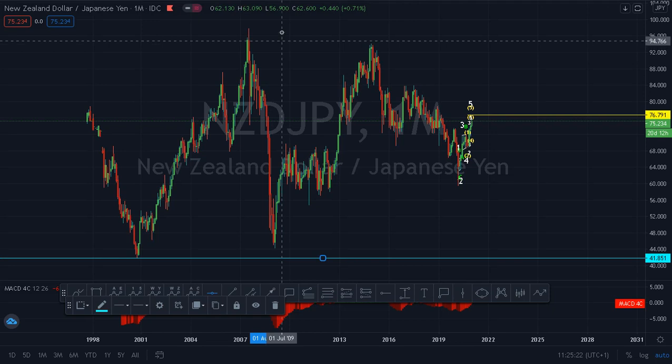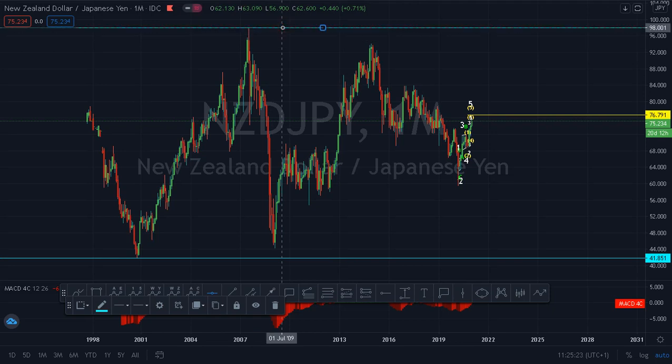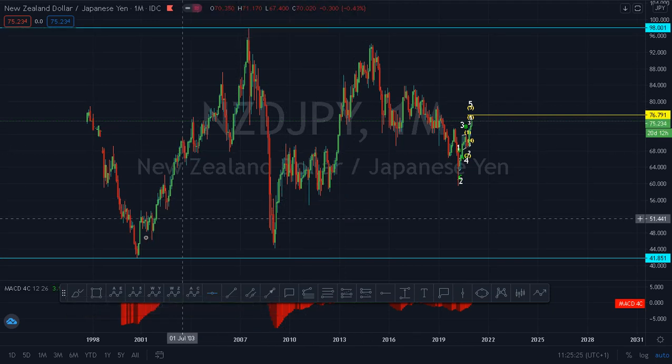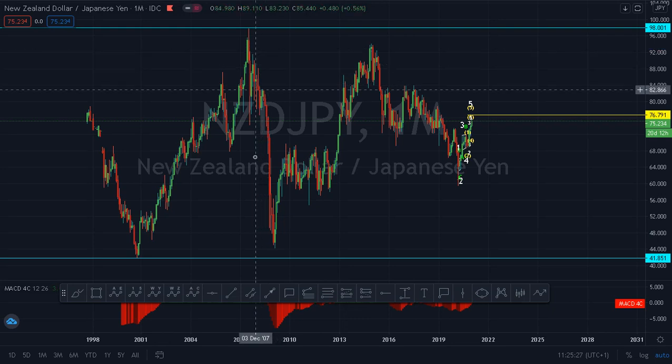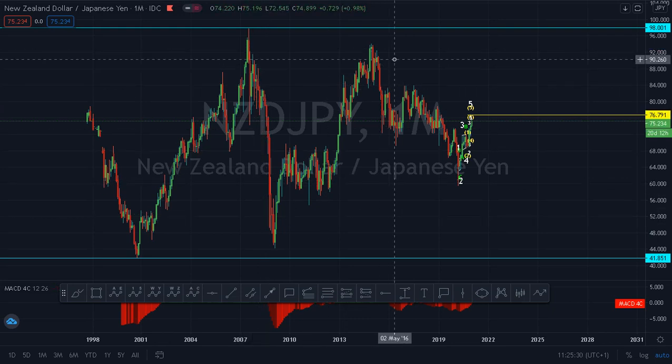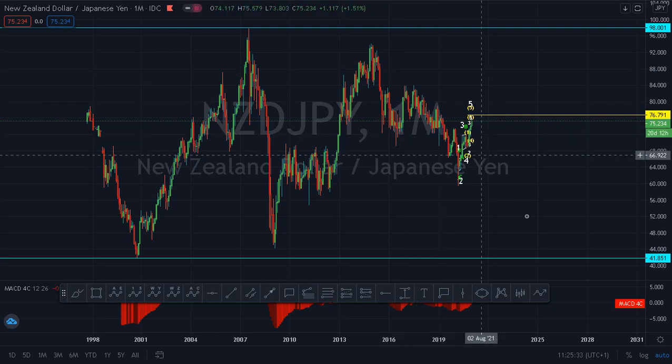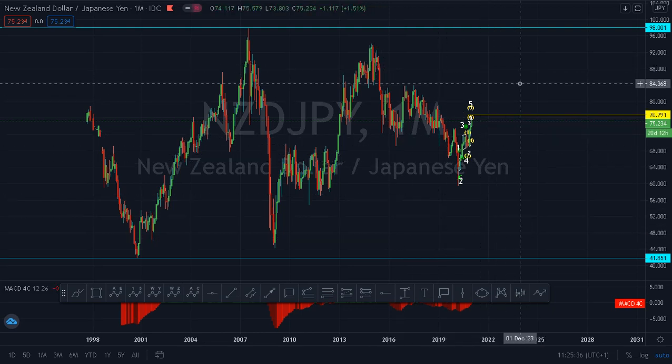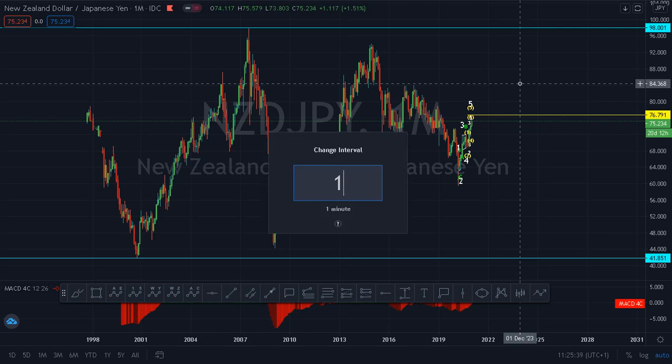This move between here and here is an impulse. So whatever is happening here is a correction. I don't know if we keep coming down or keep going up. I don't know yet. But this is the monthly chart. Let's go to the weekly chart.